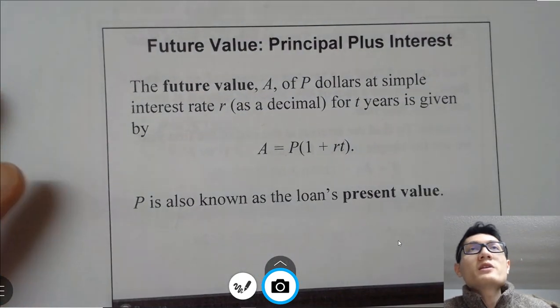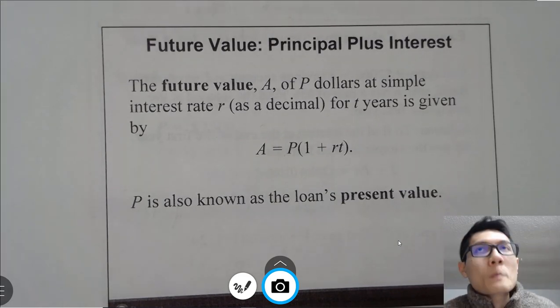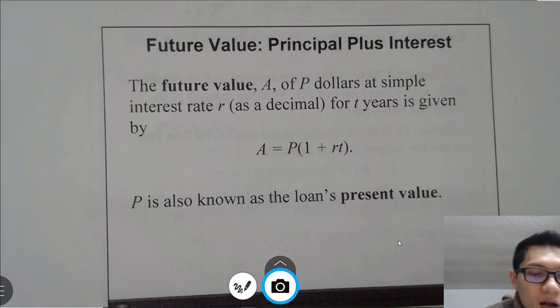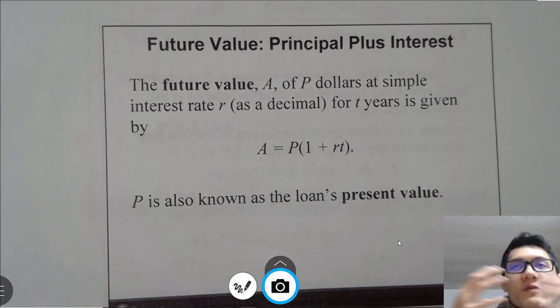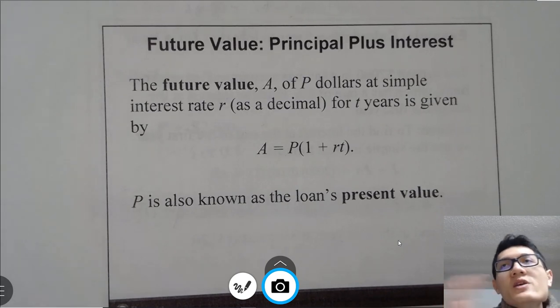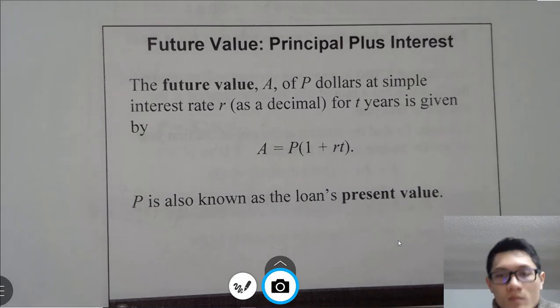All right, another objective: future value, the principal plus the interest. Now we have another notation, the future value A. We call A, the big letter A, the future value. The future value of P dollars at the simple interest rate R as a decimal for T years is given by A equals P multiplied by 1 plus RT.